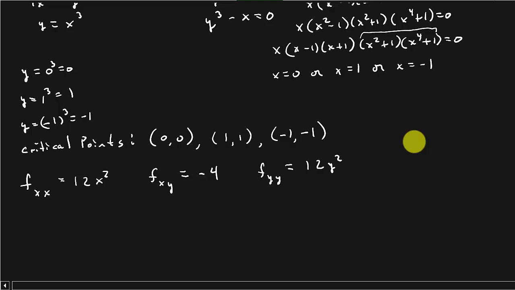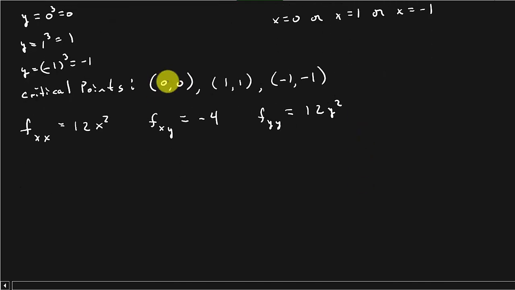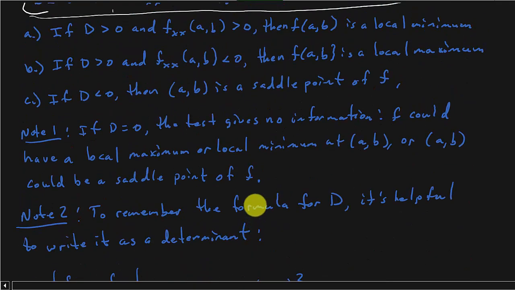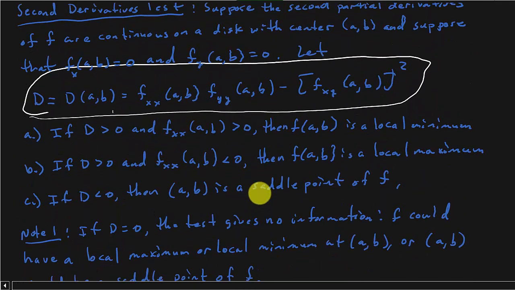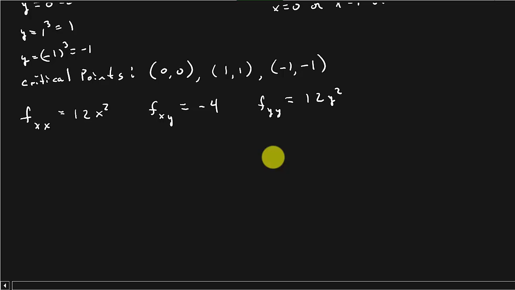Okay, so now let's test 0, 0. What do I have to do to test 0, 0? Well, remember for D, where is it? It's right here. I need to evaluate each one of those second partials at the critical points. It's pretty easy to do here.